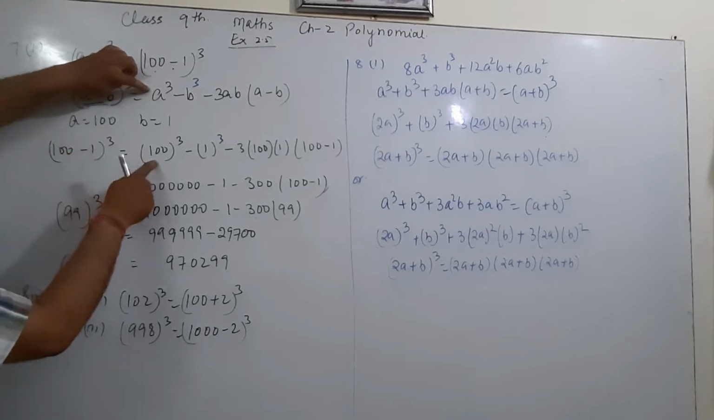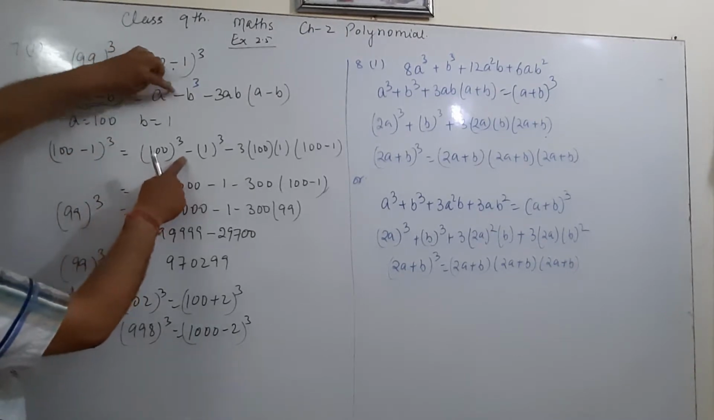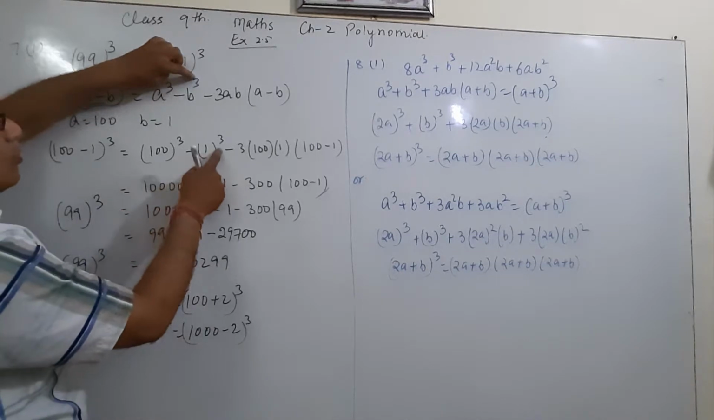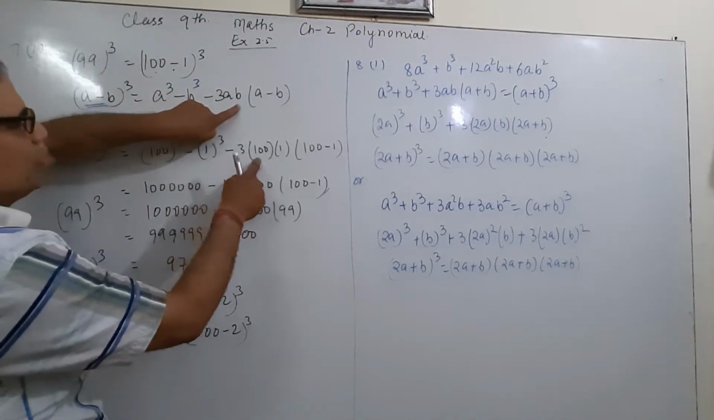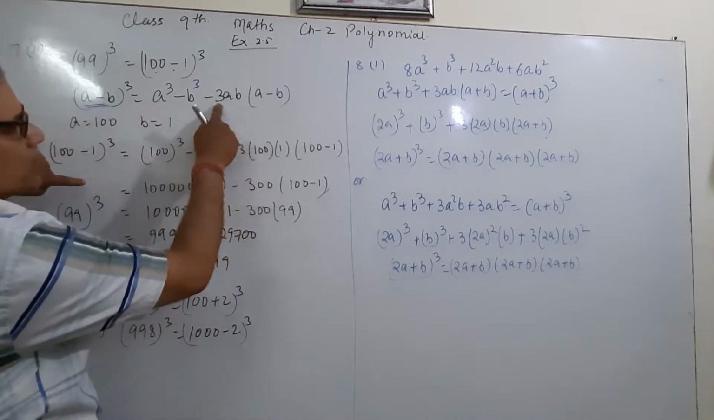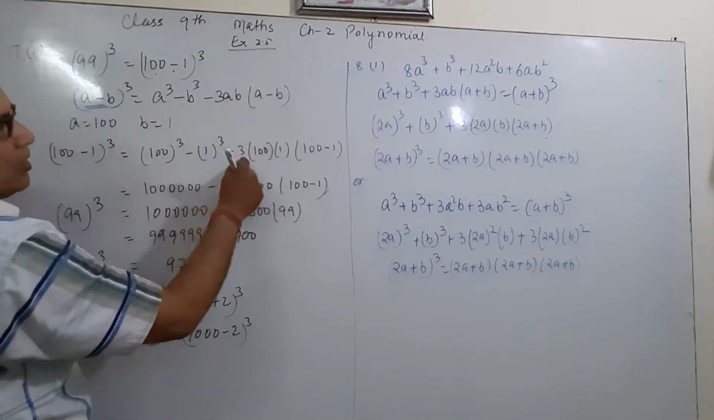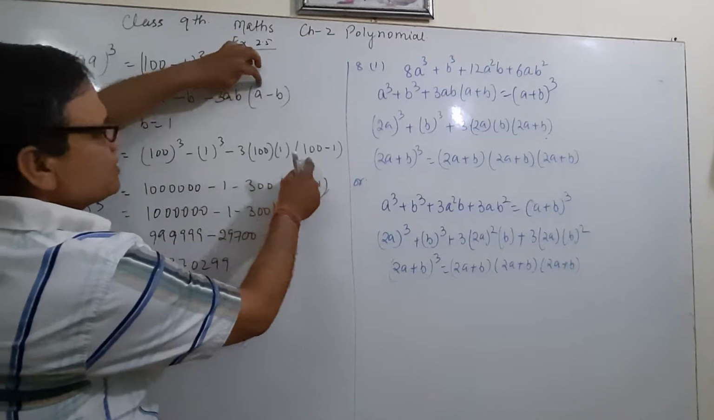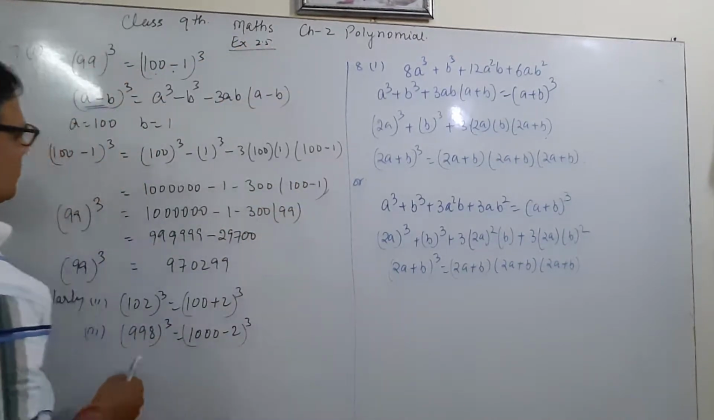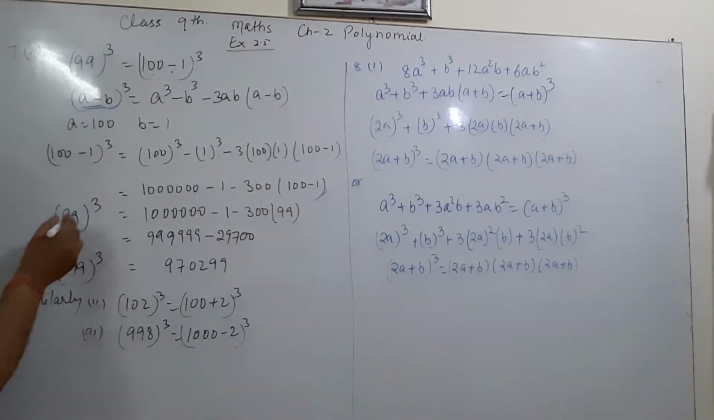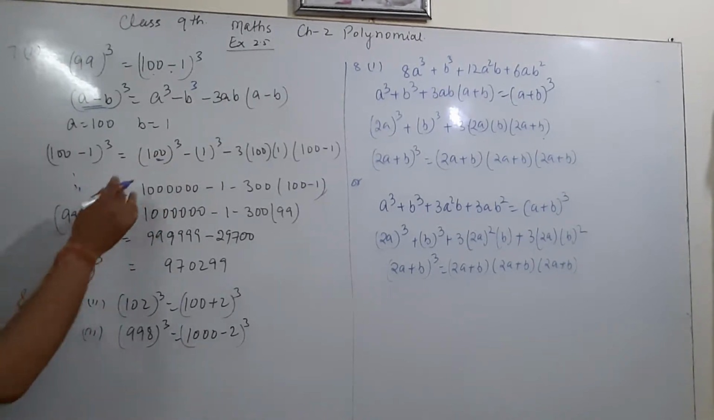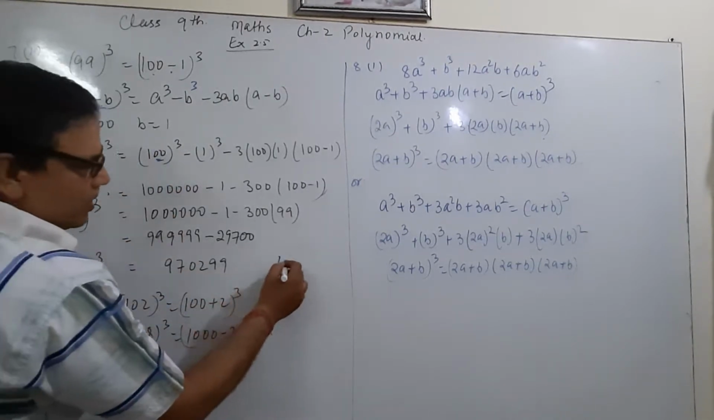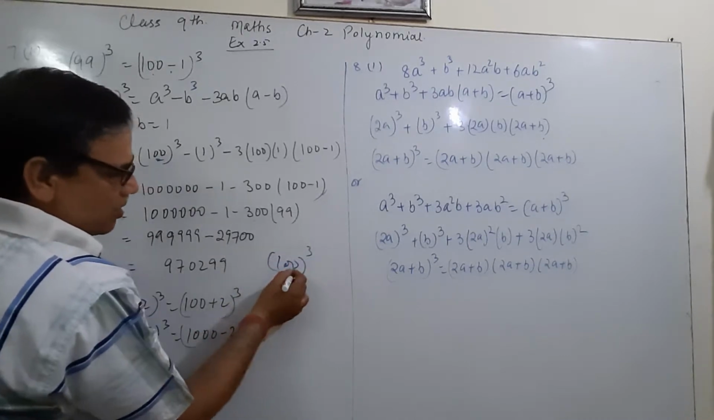100 minus 1 whole cube is equal to 100 whole cube minus 1 whole cube minus 3 into 100 into 1, all three terms multiplied together, times (100 minus 1). Now this will be the same. And this will be 100 power 3. It means 100 three times.